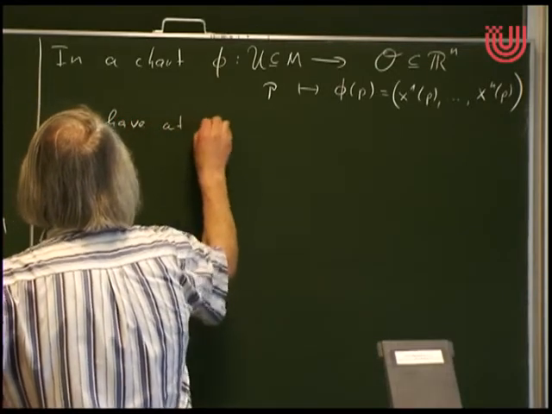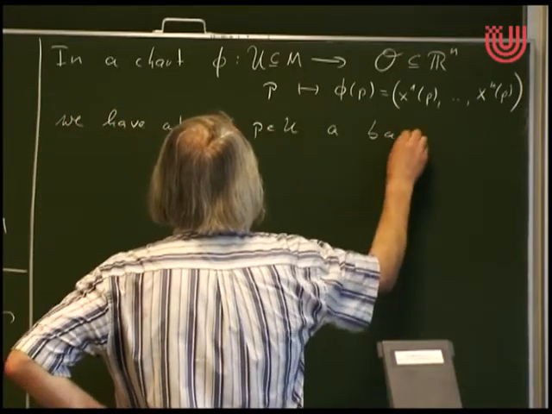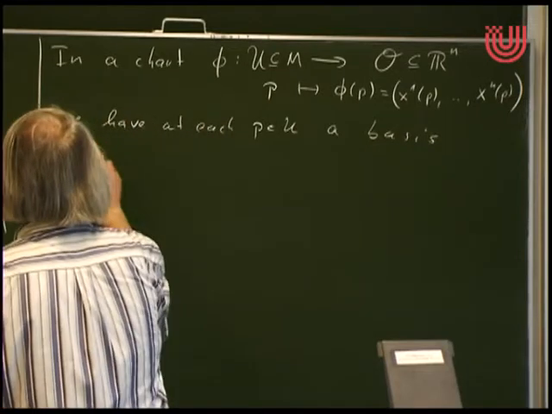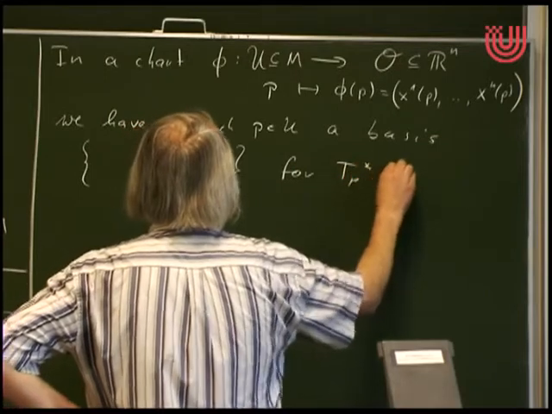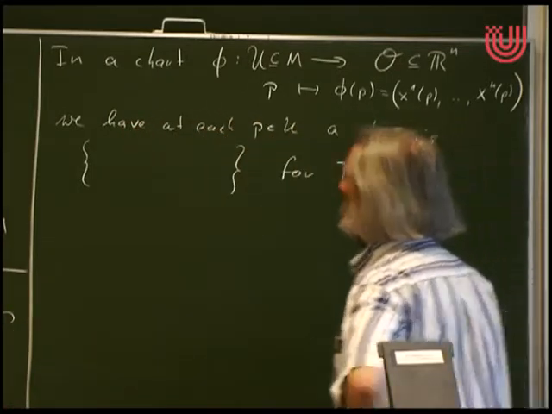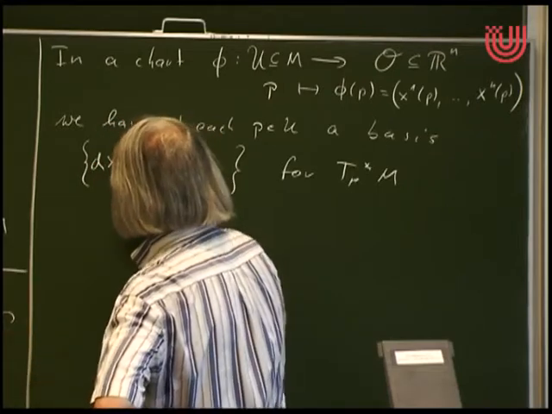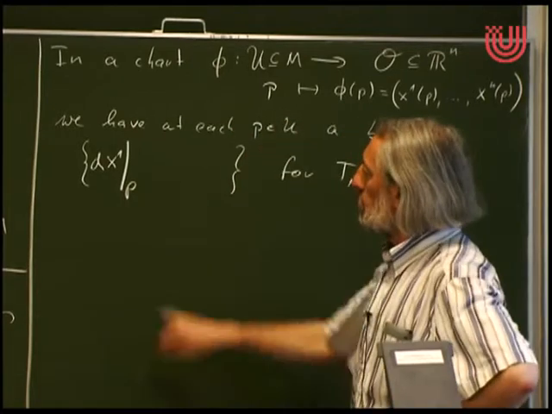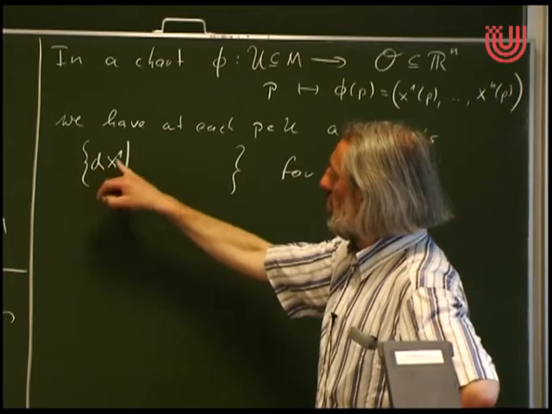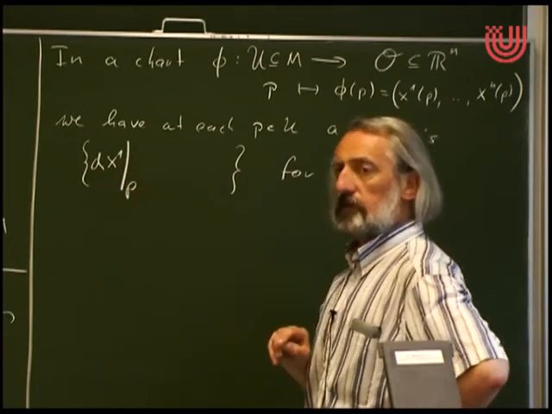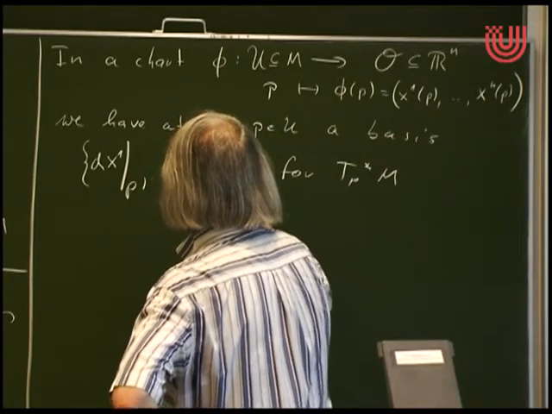We have at each point P in U a basis for the vector space Tp star M, constructed in the following way. I apply this operator D to x1 and evaluate it at the point P. x1 is a real valued function, so I can apply the derivative operator and get a one form, and I evaluate this at the point P. And I do this for all n functions.